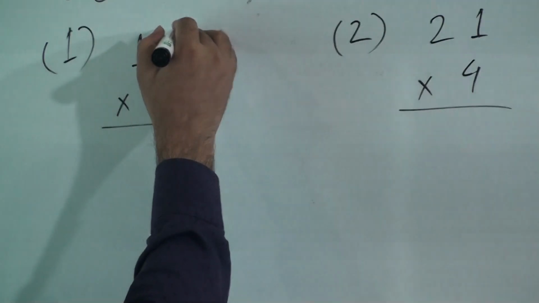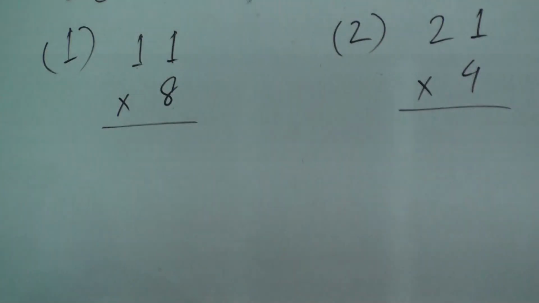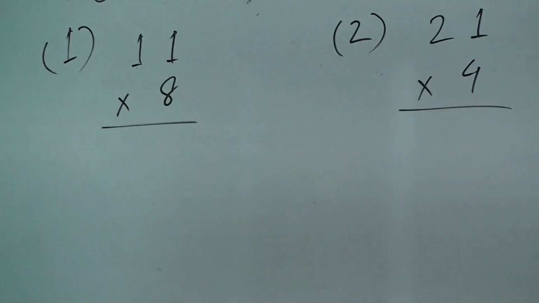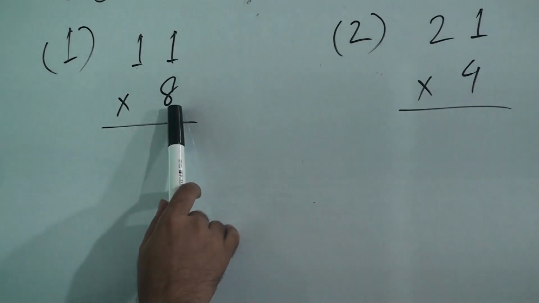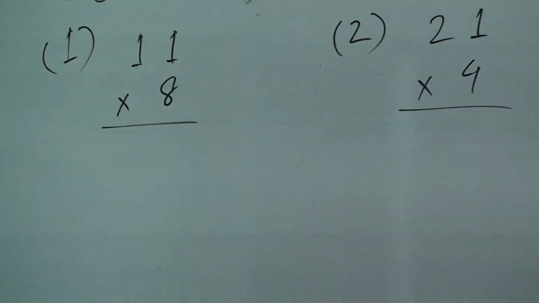So multiply the ones place at first, then multiply the tens place. So at first we have to multiply the ones place. It means we have to start from the right. Okay. Now to multiply, we need to know the times table. As we need to multiply by 8, we need to know the times table of 8.